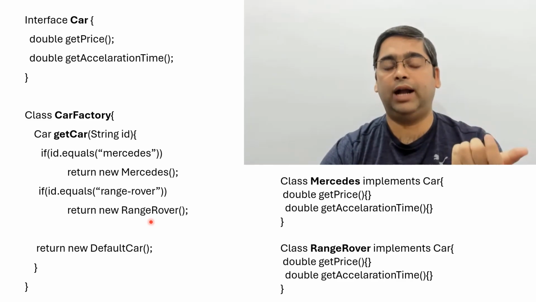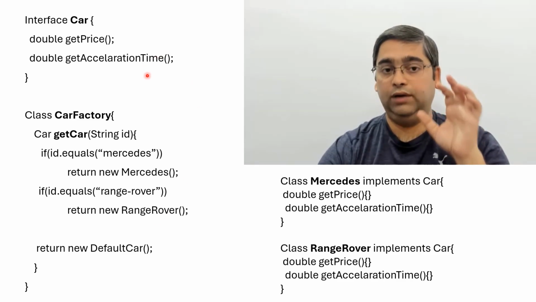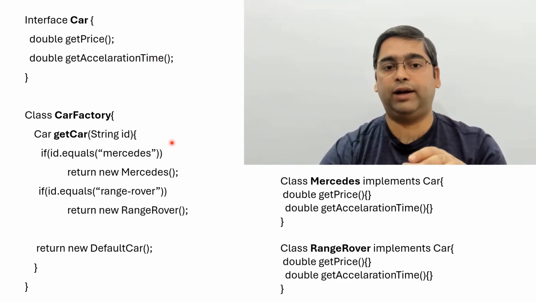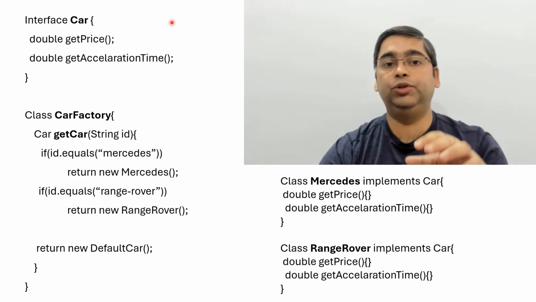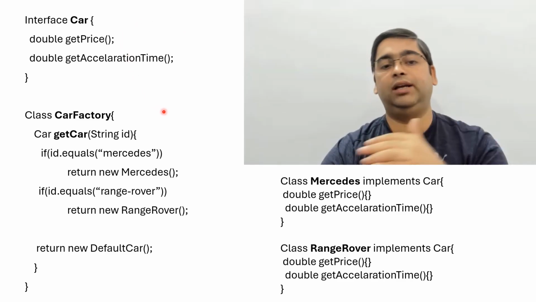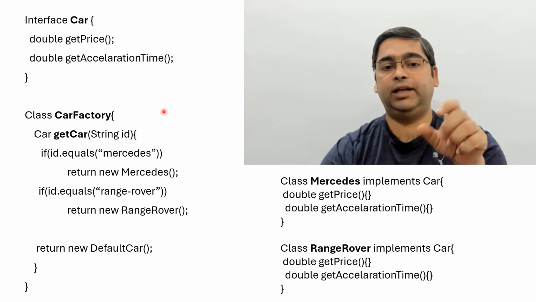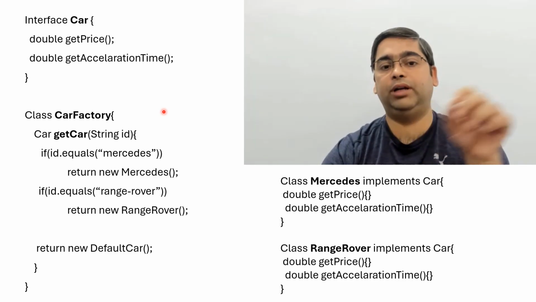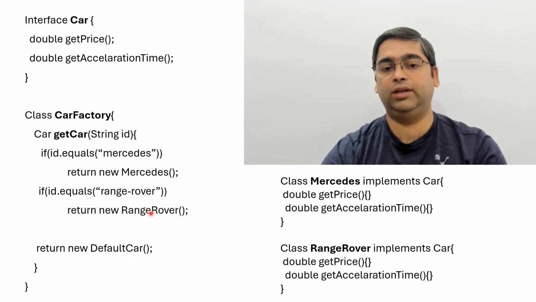So what do we do in that case? If we had not used a factory pattern and BMW still wanted to be a car, then we would have to go and change the implementation, or add a parameter at every place a Mercedes or Range Rover is initialized. But we don't have to do that.